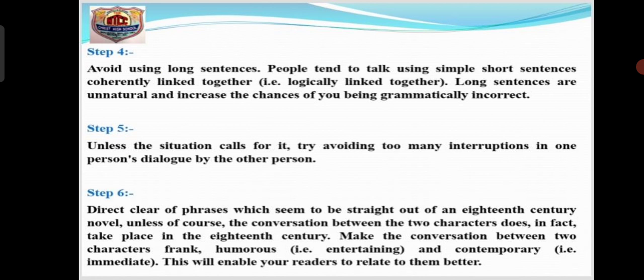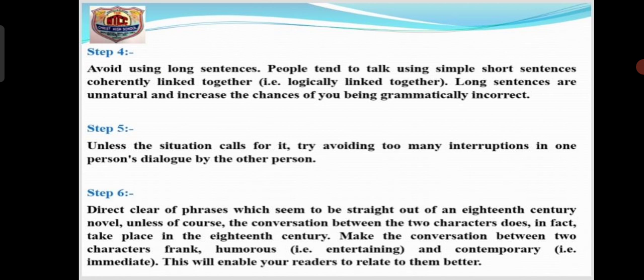Step 4 says, avoid using long sentences. People tend to talk using simple short sentences coherently linked together. That is, logically linked together. So, coherently means logically. Okay. Long sentences are unnatural and increase the chances of you being grammatically incorrect.